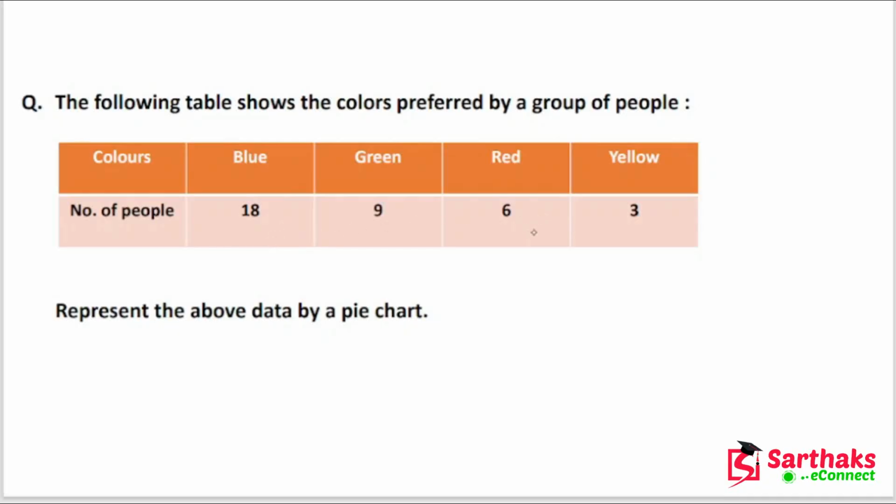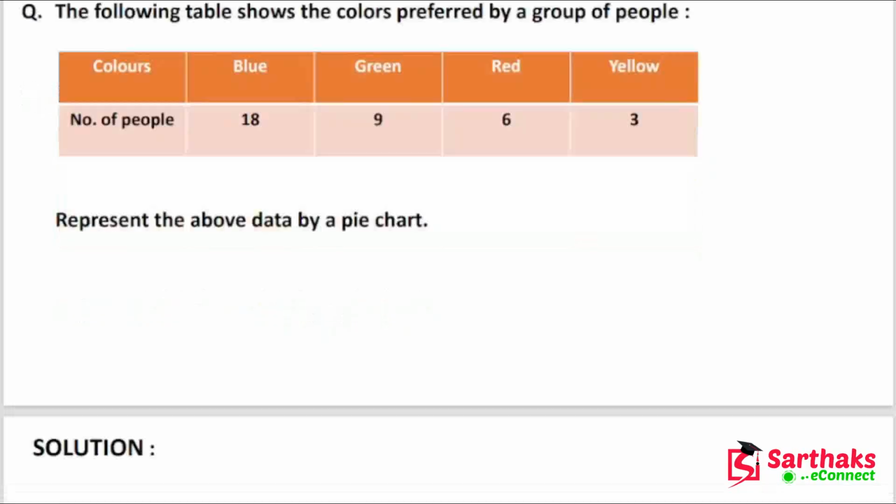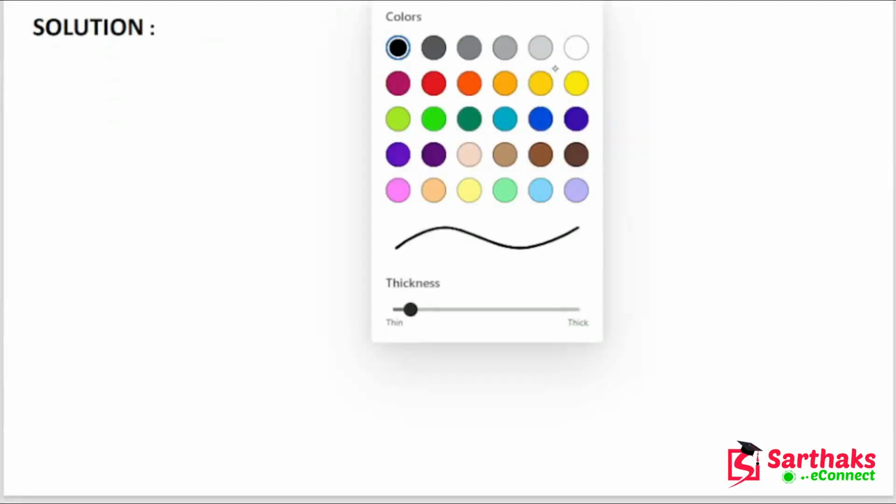So we will find the total number of people, and then with the help of fraction, that is 18 upon total into 360 degree, we will find out the central angle. Once we have calculated the central angle, we just have to repeat the process which we have done in the above question. So let us start the solution. Okay, so we have to represent the data by pie chart.